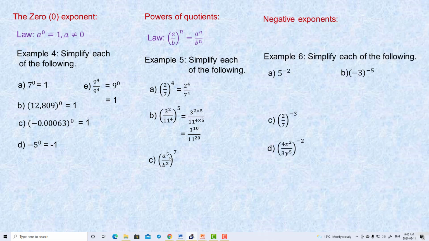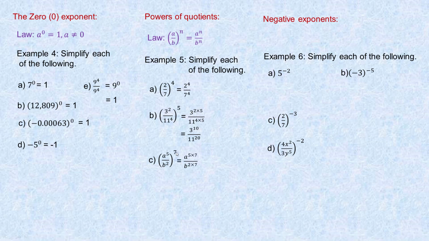C here, a to the 5th over b squared to the 7th. So again, we multiply the 7 by both exponents. So 5 times 7 is 35 in this exponent. 2 times 7 is 14 here. So that would be how you'd simplify this.